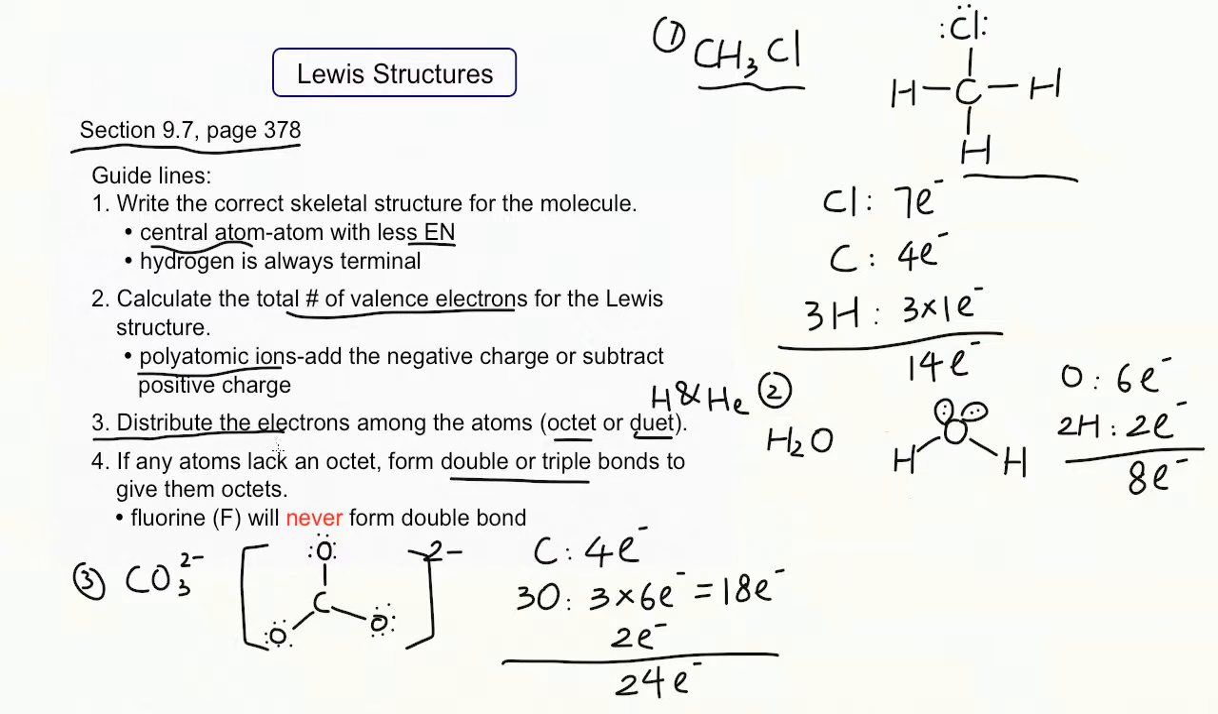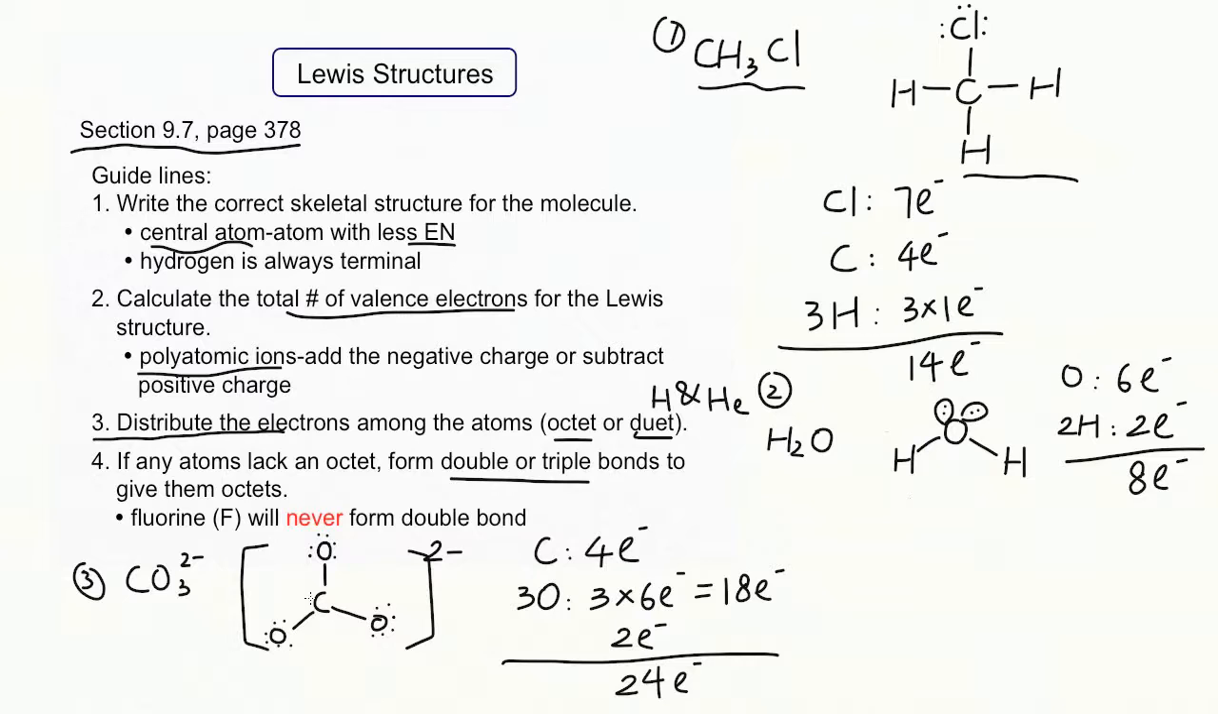So this is step 3. Now, after you finish step 3, let's count the valence electrons. 8 electrons here, 8 electrons here, 8 electrons here. So you've already used all of the 24 electrons. But when you take a closer look at the carbon, carbon has only 6 electrons, so it's not happy. How do we fix this problem?